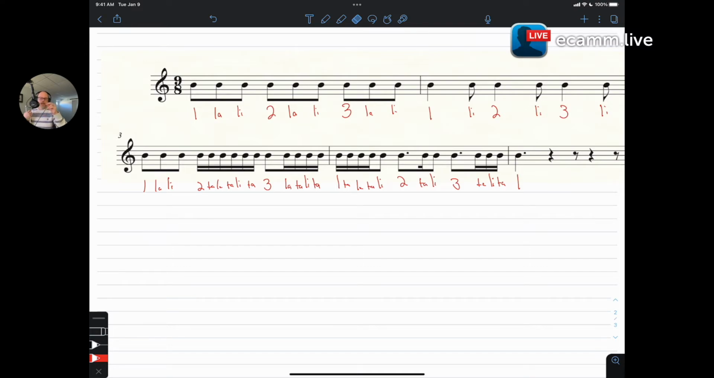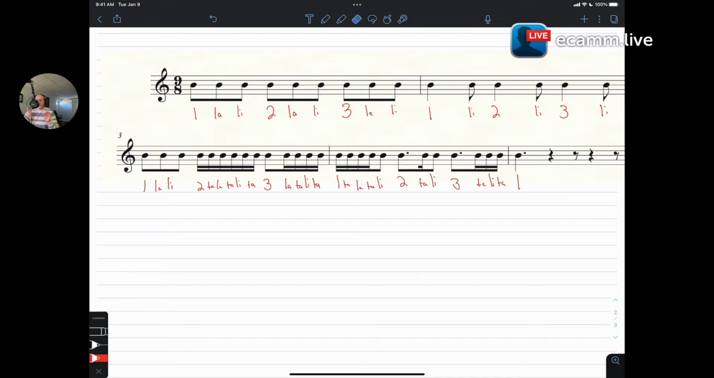One ta la ta li, two ta li, three ta li ta one. That's going into the next measure. Try that again. Ready? Go. One ta la ta li, two ta li, three ta li ta one. Okay? So, that's counting in compound meter.